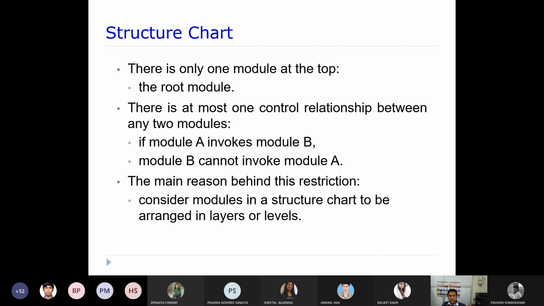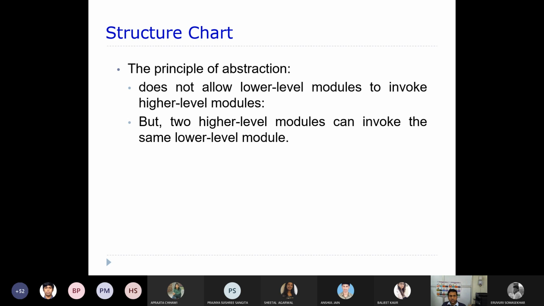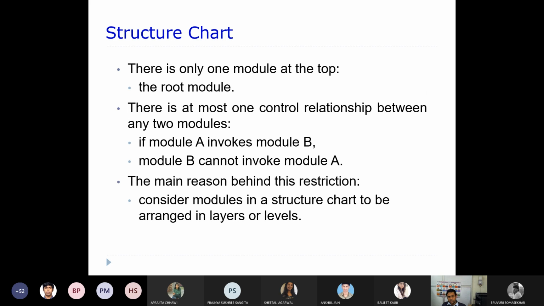So as you can see, there is a root module, and then you have module A and B, let's say. Let's say module A invokes module B; B cannot invoke module A, so that cannot be. You should always represent it through the arrow. So if A invokes module B, that doesn't mean that B is going to invoke A.